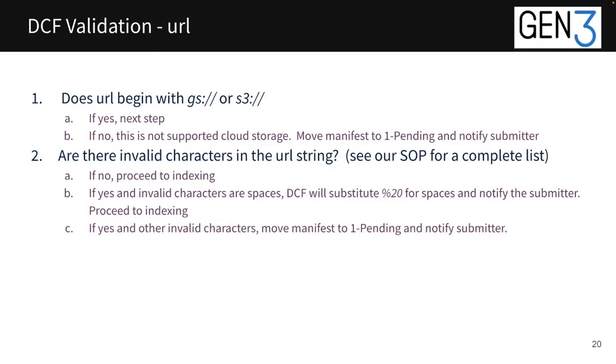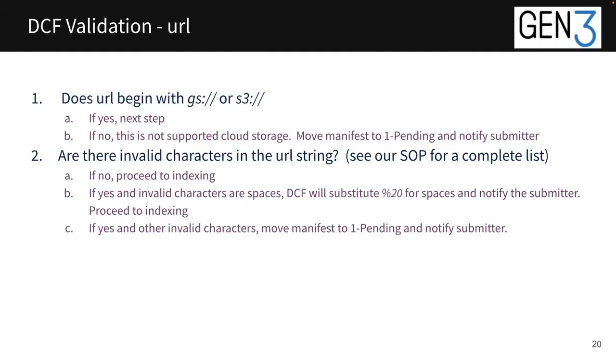We next move to DCF validation for the URL. Does the URL begin with GS or S3? If yes, we proceed to the next step. If it isn't, this means it's not supported cloud storage. We'll move the manifest to pending and notify the submitter.